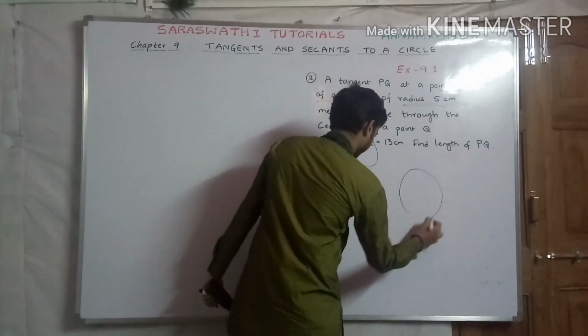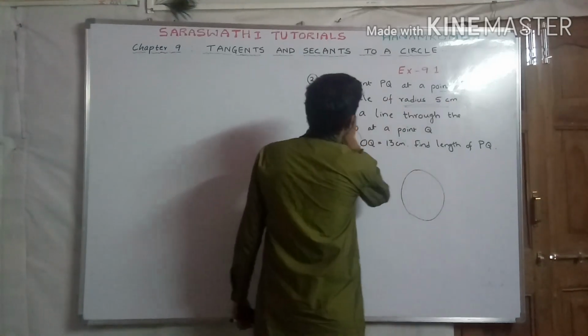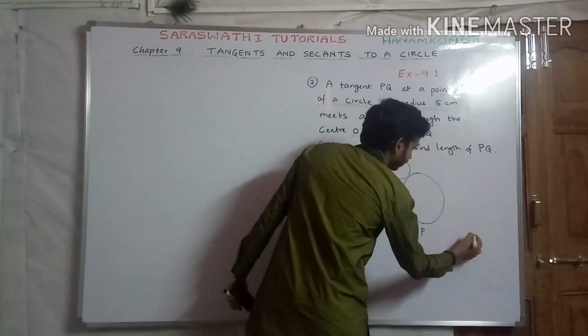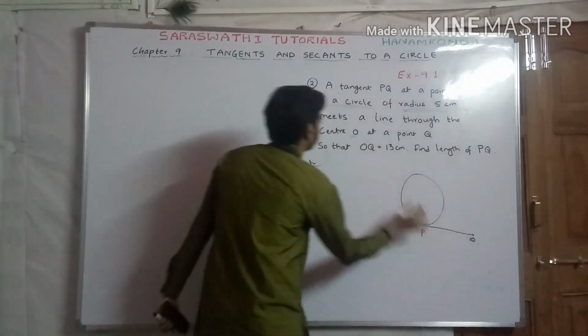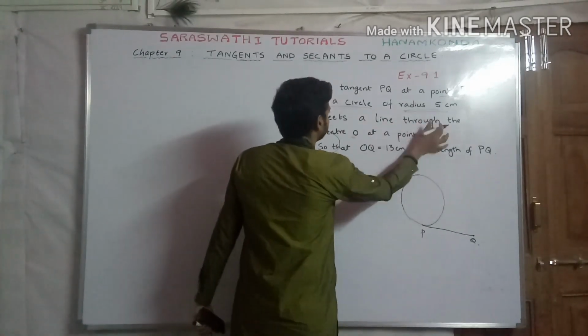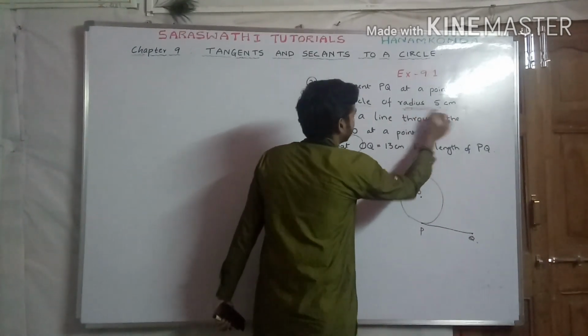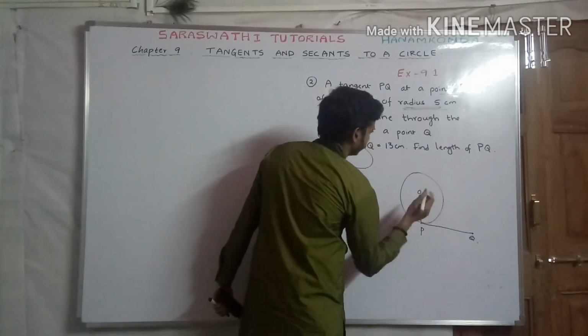So first, draw a circle. In the question it is mentioned that a tangent PQ at a point P of a circle. That means point P is on the circle and the tangent is PQ. P is a point on the circle, meets a line through the center O. That means O is the center. And it is mentioned that the radius is 5 cm. That means OP equals 5 cm.